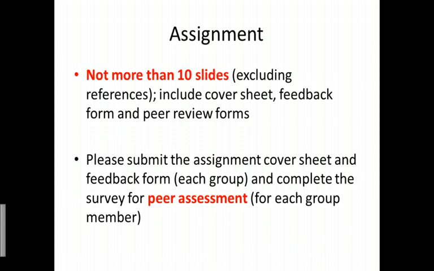I will not need a lot of slides, so you should not have more than 10 slides excluding the references. You need to include your cover sheet, feedback form, and the peer review forms. Please submit the assignment cover sheet and feedback form and complete the survey for the peer assessment. This peer assessment is for you to assess whether your group members have contributed to the assignment.